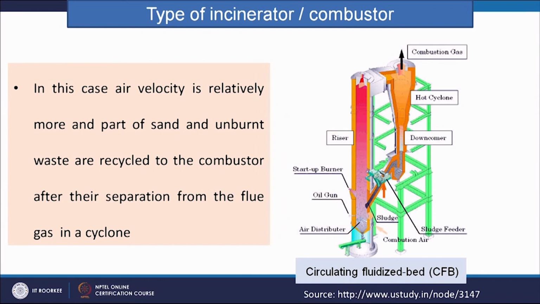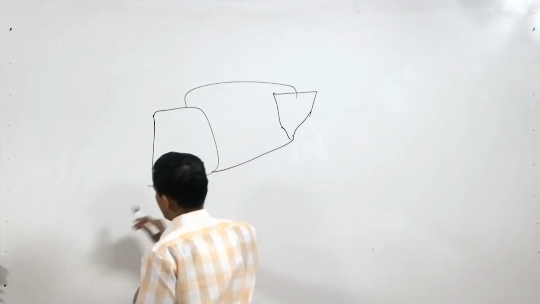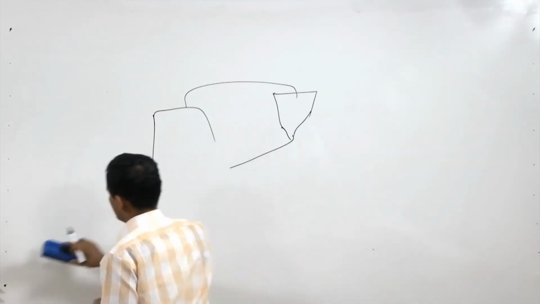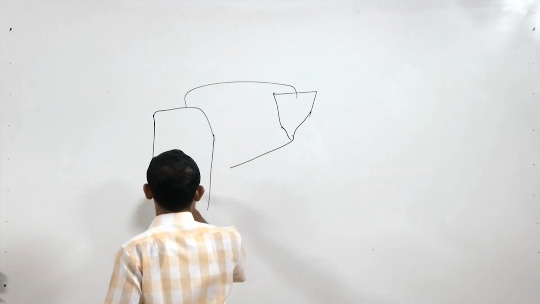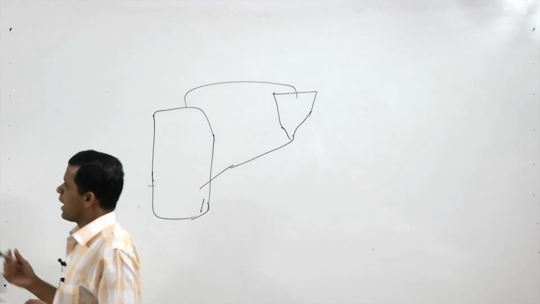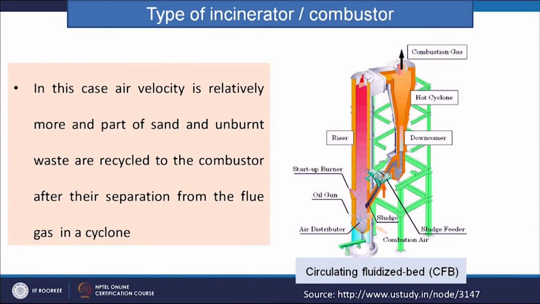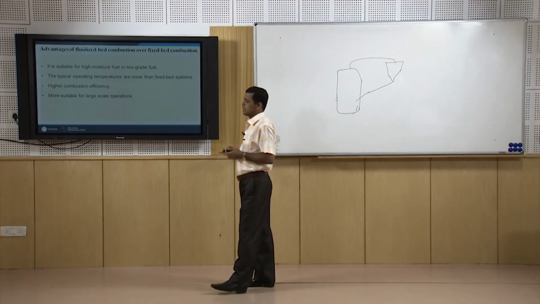recycled to the combustor after their separation from the flue gas in a cyclone. So, that will be separated in a cyclone and it will be recycled back. In this system, we have a riser part like this as shown here, and this is a closed system, so careful operation is required for this.